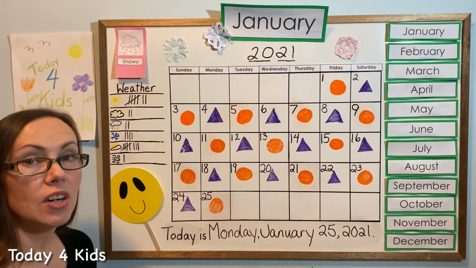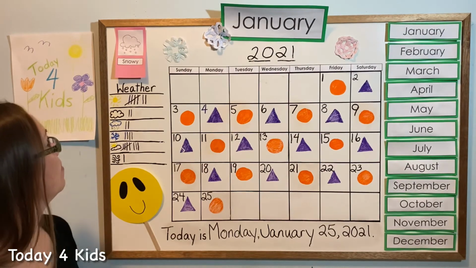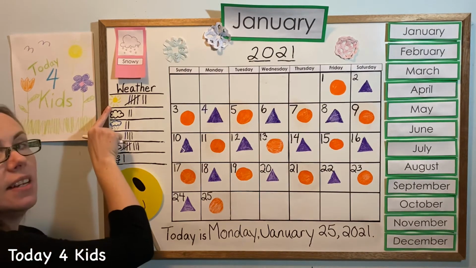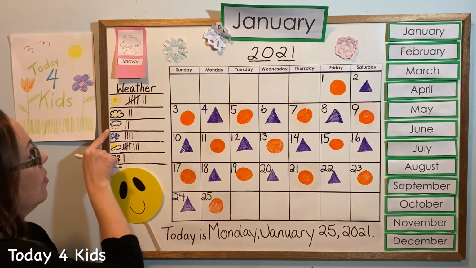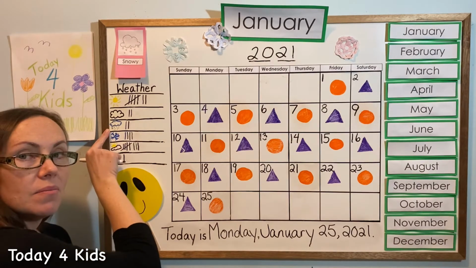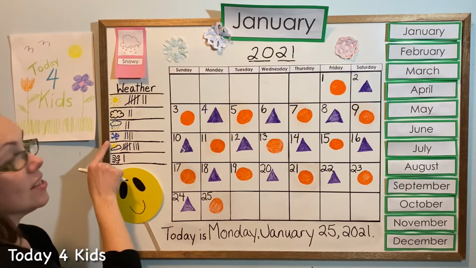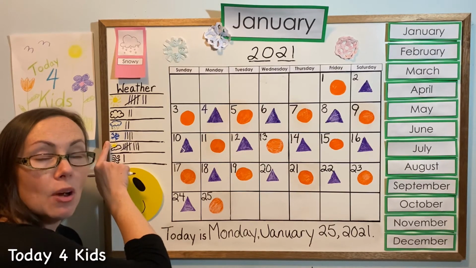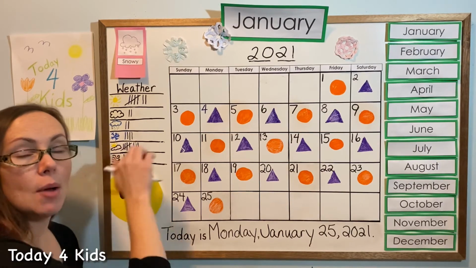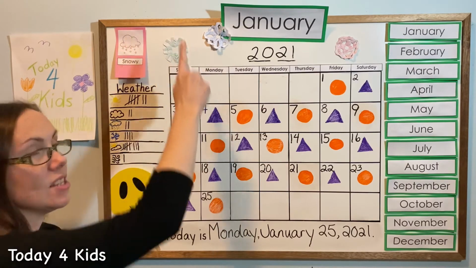I'm looking for snowy. So our first one is a sun, so that's sunny, and then a cloud, but there's no snow falling, so that's not what we're looking for. What about a cloud with some raindrops? Nope, not raining. A snowflake, because it's snowing today. So that's where we're going to put our tally mark. Do you remember how to make a tally mark? Put your finger up to the sky and strike it down.